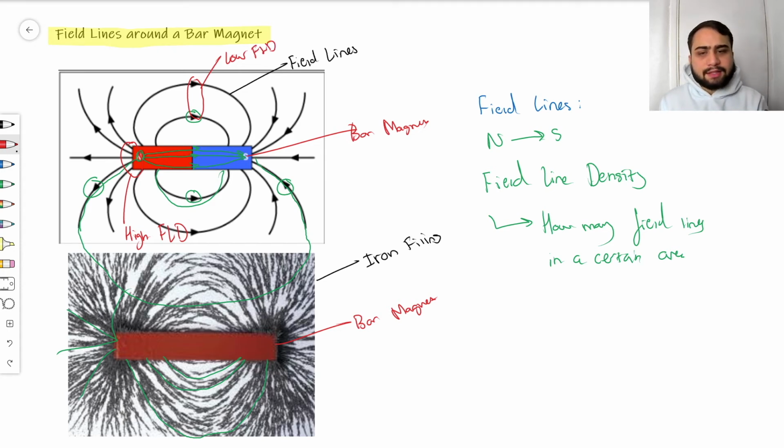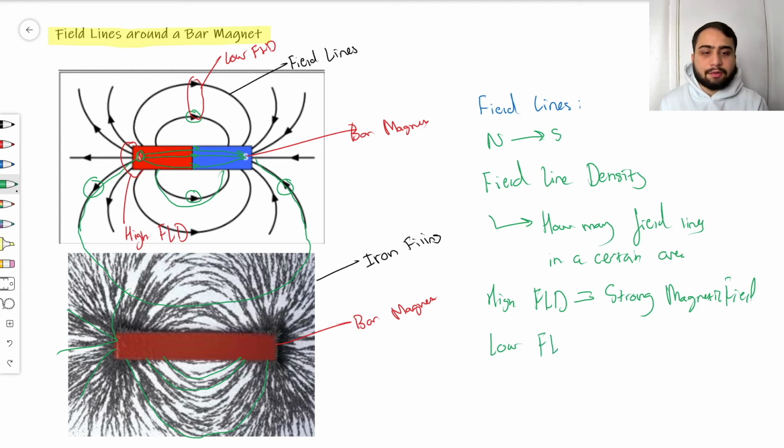So now, where there is a high field line density, high FLD, that equals a strong magnetic field. And vice versa, where there is a low field line density, that equals a weak magnetic field. It's very easy to get trapped saying high, low, but you want to say strong and weak.